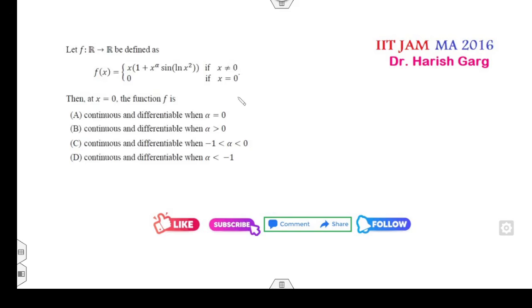Okay, is the function continuous, differentiable or not? तो पहले ब्रैकेट खोल देते हैं, x plus x raised to power 1 plus alpha sine ln of x square, and 0 when x is non-zero and so on. यहाँ पे साइन आ गया, क्या रूल था आपके पास? फाइन. ये कब आपके पास कंटिन्यूस होता है?